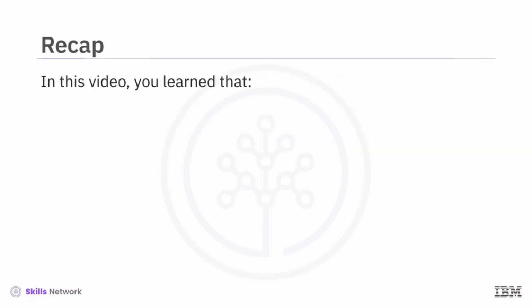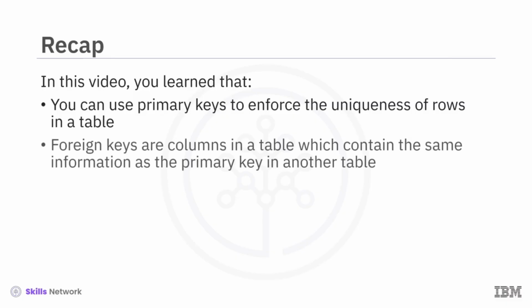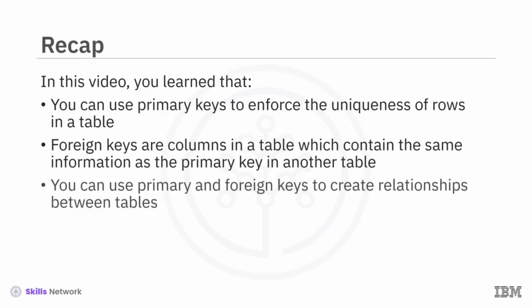In this video, you learn that you can use primary keys to enforce the uniqueness of rows in a table. Foreign keys are columns in a table which contain the same information as the primary key in another table. You can use primary and foreign keys to create relationships between tables.